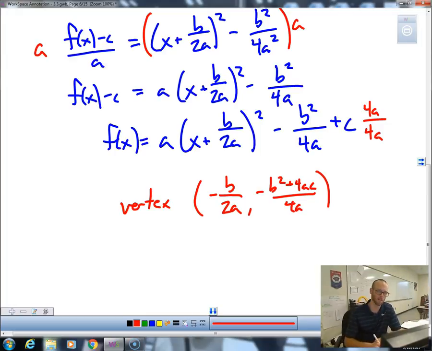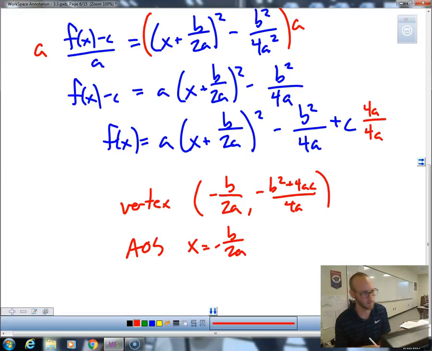There's our vertex. Axis of symmetry: x equals negative b over 2a. Now, whether it opens up or down depends on the a, so that's not something we can answer at this time. But look at that. Our work with our generic quadratic produces a vertex of negative b over 2a, negative b squared plus 4ac over 4a.